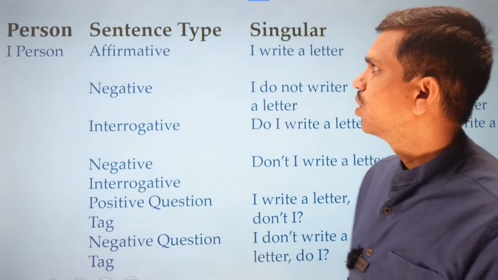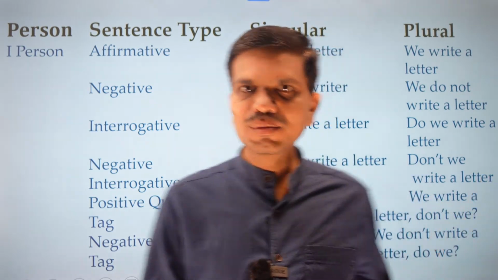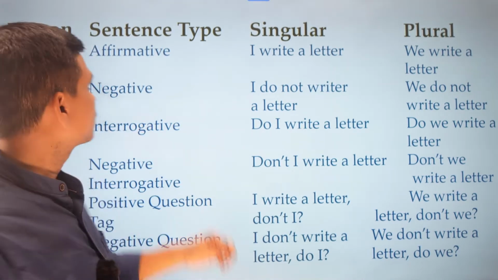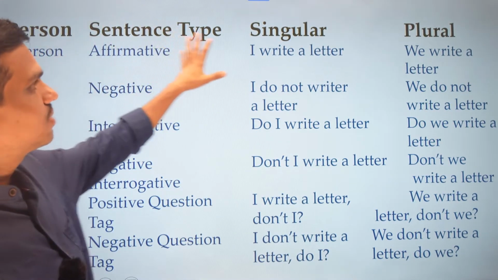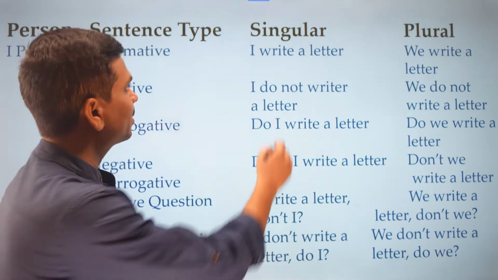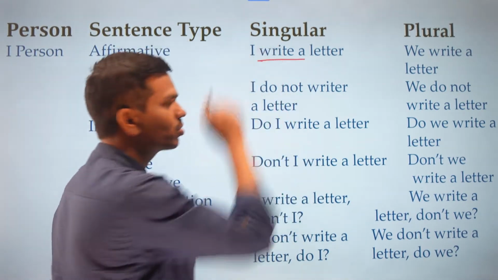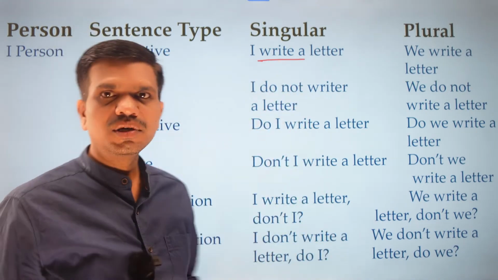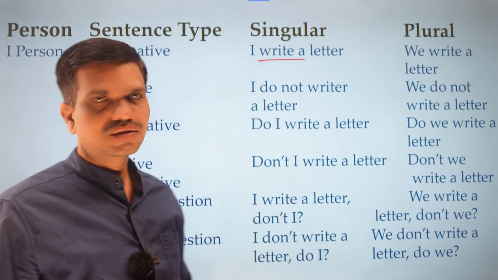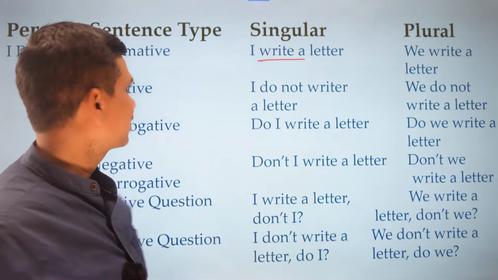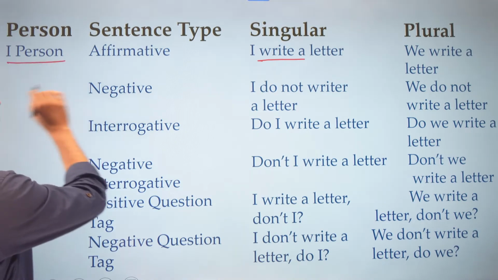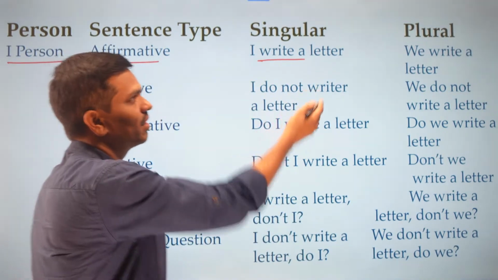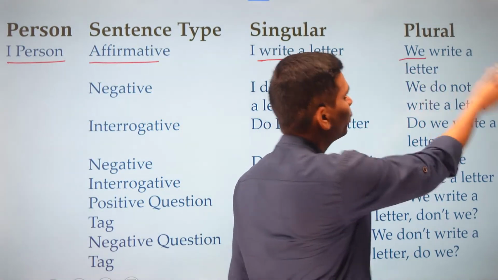Next, now I have made a table for you so that you can understand all the examples in all the forms. Here you see first person, sentence type, singular and plural. So we have taken the verb write, and based on this verb we have made many examples. Now you can use this verb write to form all the 12 tenses, and this is the base verb we have taken. Now you see it is in the first person, sentence type affirmative. First is singular and second is plural. I write a letter, and in plural we have we write a letter.